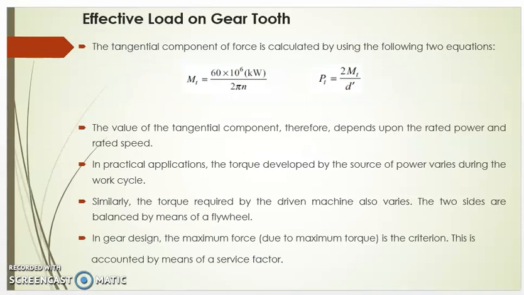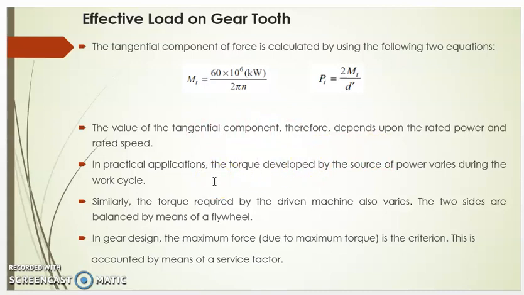Now we will see effective load on gear tooth. The tangential component of force is calculated by using the following equations. First, we calculate torque transmitted by using the equation MT is equal to 60 into 10 raised to 6 into kilowatt divided by 2 pi N, and then after calculating MT we calculate PT, that is, PT is equal to 2 MT divided by D dash, where D dash is nothing but the pitch circle diameter. The value of the tangential component therefore depends upon the rated power and the rated speed.